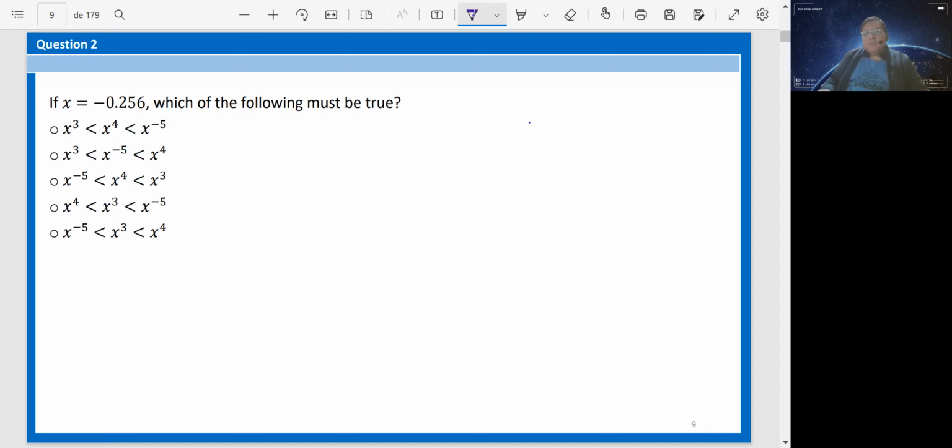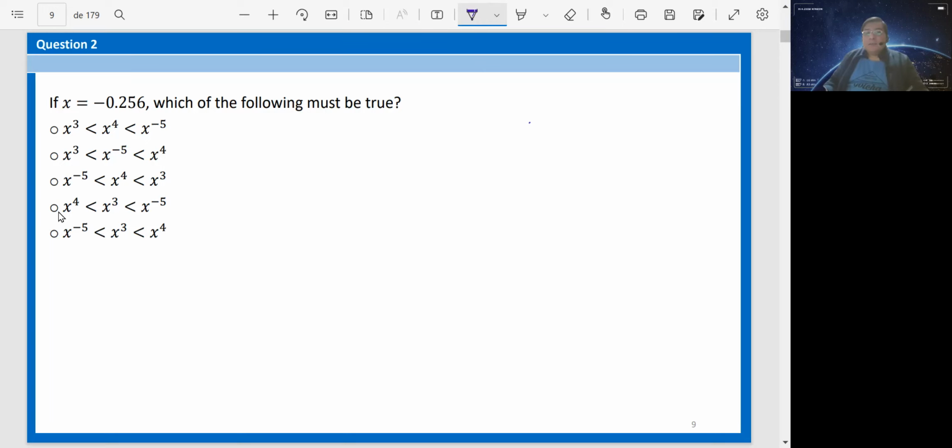In this opportunity, I want to consider a question that will illustrate how to correctly apply number theory when doing the GMAT quantitative section questions. The question says as follows: If x equals negative 0.256, which of the following must be true?